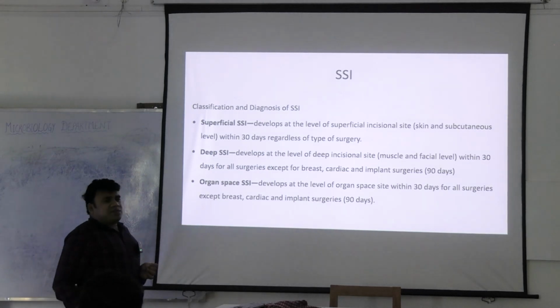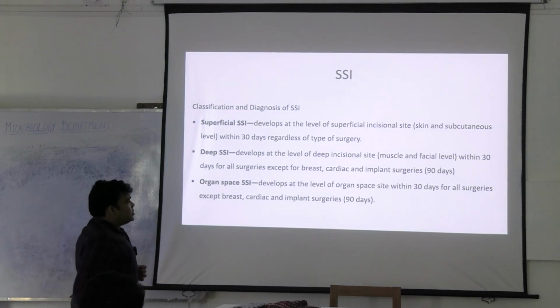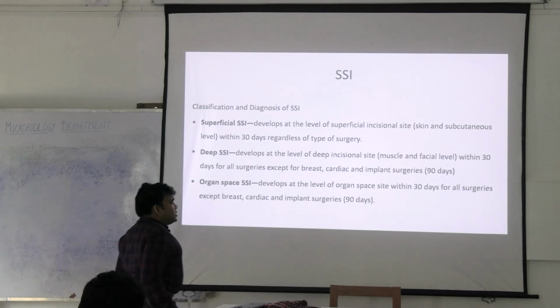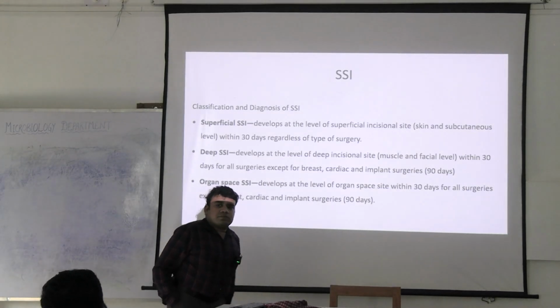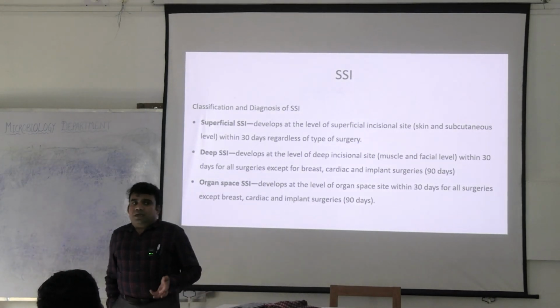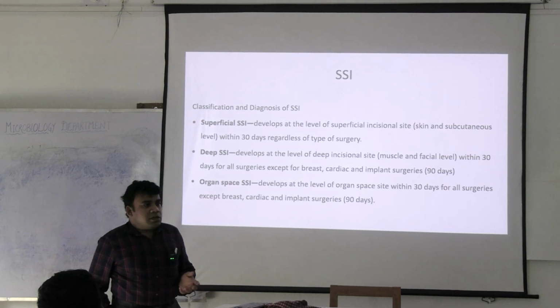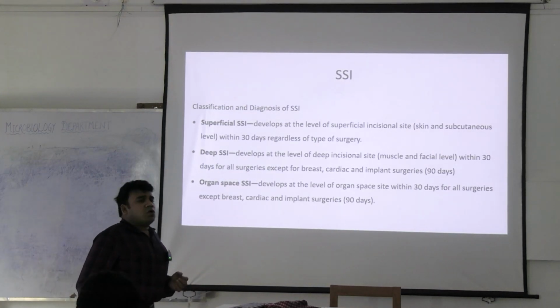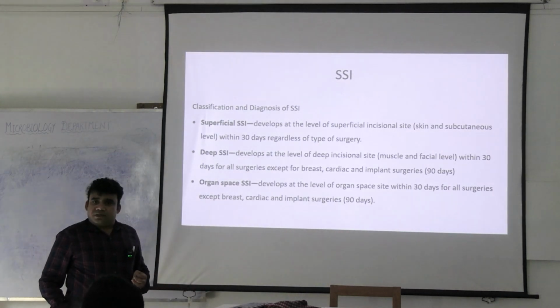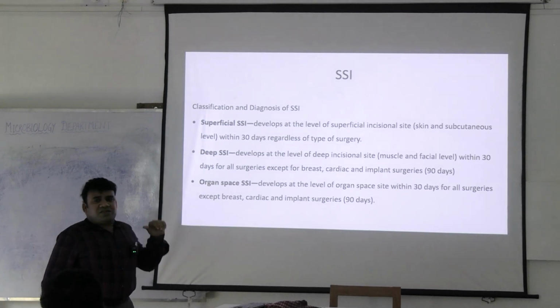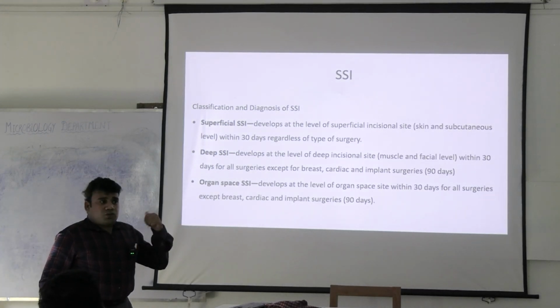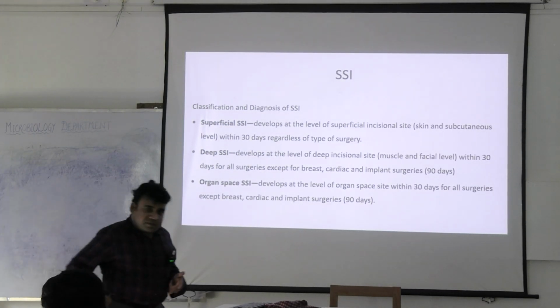Last is organ space infections. As the name suggests, the infection develops at the level of the organ space, such as intraperitoneal or intrathoracic infections. If these kinds of infections occur, we call them organ space infections. Okay, so this is the classification depending on the depth: superficial, deep, and organ space infections.